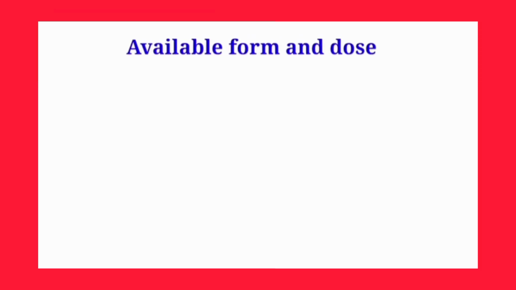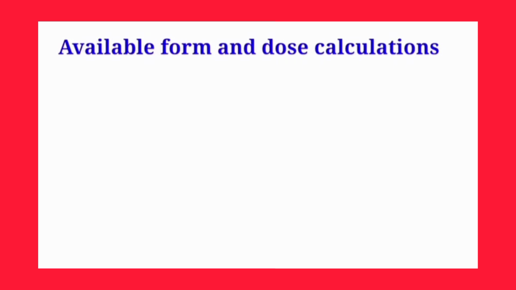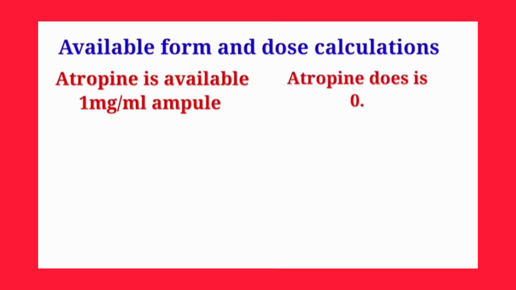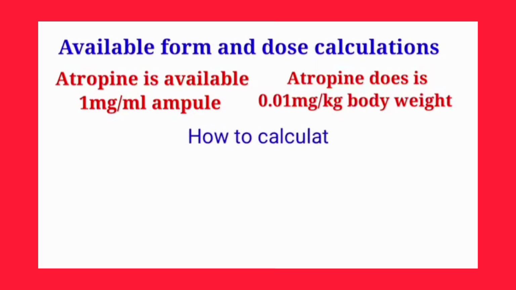Injection atropine available form and dose calculations. Atropine is available 1 mg per ml in vial. Atropine dose is 0.01 mg per kg body weight.